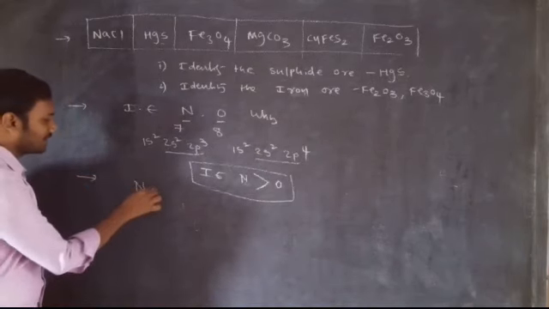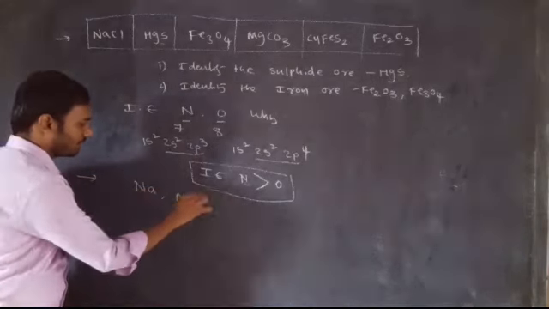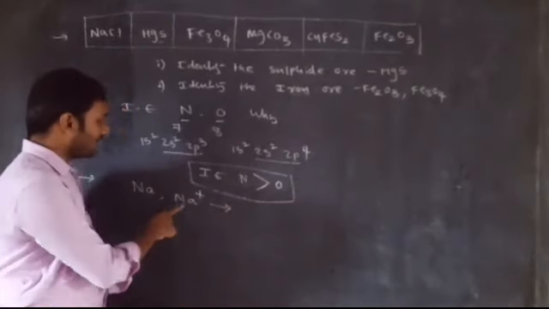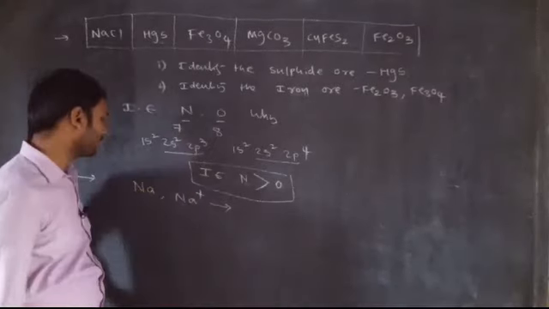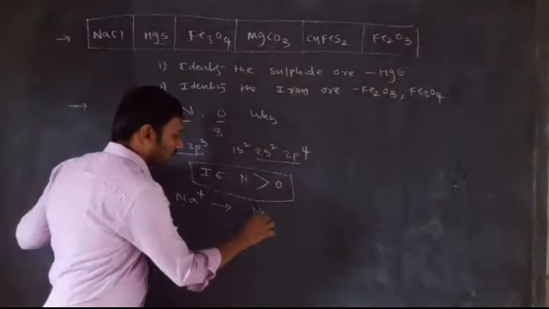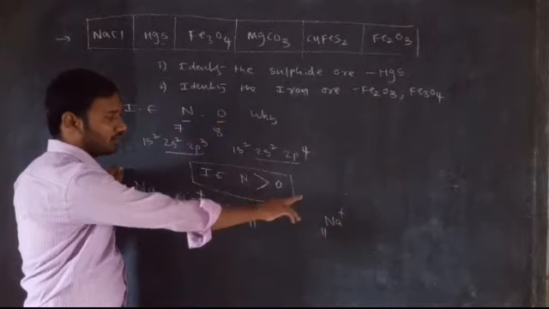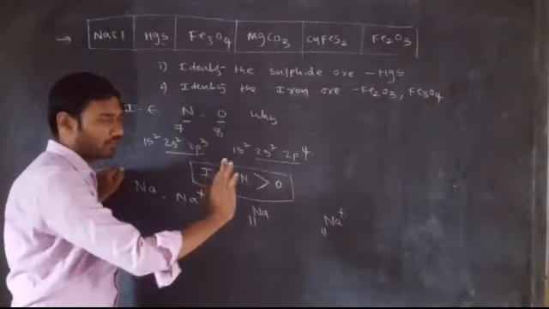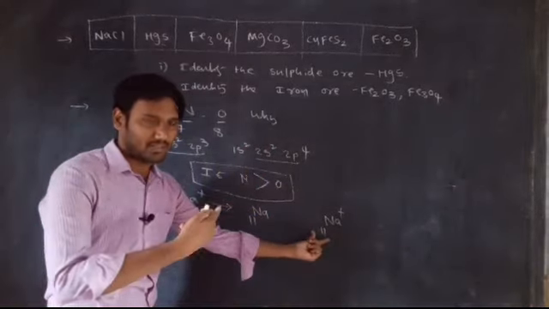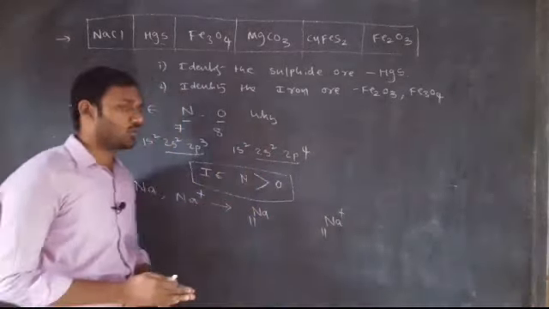What is the atomic size of sodium and sodium plus? Which has the larger atomic size and why? Now, for sodium and sodium plus, the sodium atomic number is 11, and the sodium plus atomic number is also 11, because the atomic number does not depend on charges. The atomic number is fixed. Whatever the charge, plus or minus, the atomic number is fixed. That means atomic number equals the number of protons.